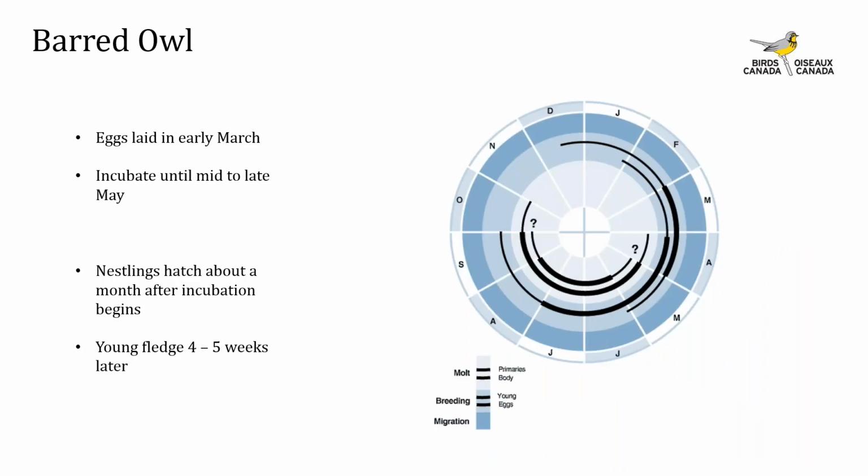The barred owl is a non-migratory owl. In Ontario, eggs are laid in early March, and incubation takes place until mid to late May. The nestlings will hatch about a month after incubation begins, and young will fledge from the nest another 4 to 5 weeks after hatching.